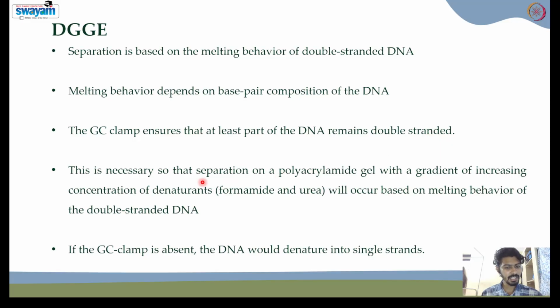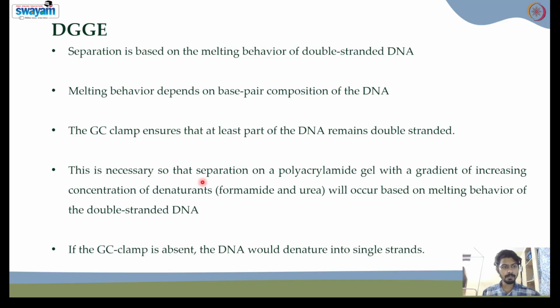So this is necessary so that separation happens on the polyacrylamide gel with a gradient of increasing concentration of denaturant. The denaturant can be formaldehyde or urea. So we will check the concentration of the denaturant so that the GC clamp will remain intact. So what happens if this GC clamp is absent? The DNA would finally denature into single strands, so we cannot amplify the DNA out of it if it becomes single stranded.